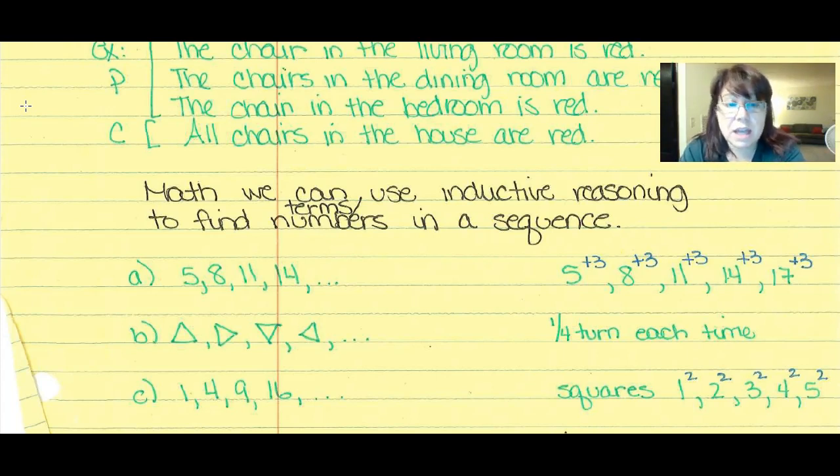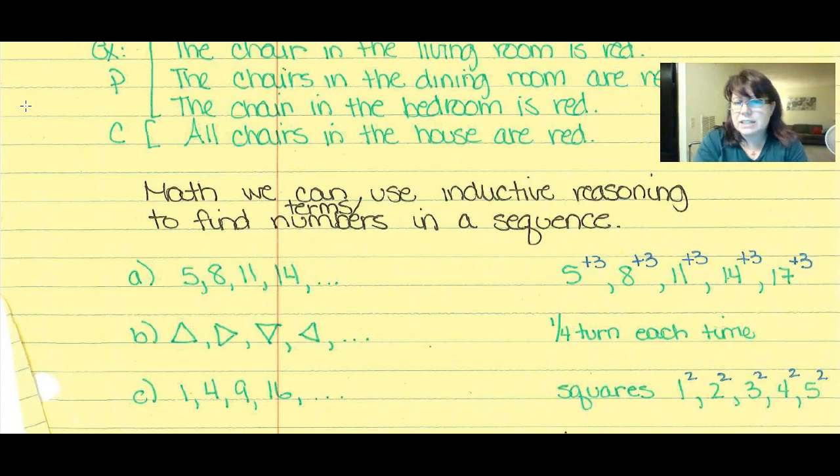Why? Because 5 plus 3 is 8. 8 plus 3 is 11. 11 plus 3 is 14, so there's a pattern there. And if the pattern continues, then the next number in the sequence is going to be 14 plus 3, which is 17. 17 plus 3 is 20.